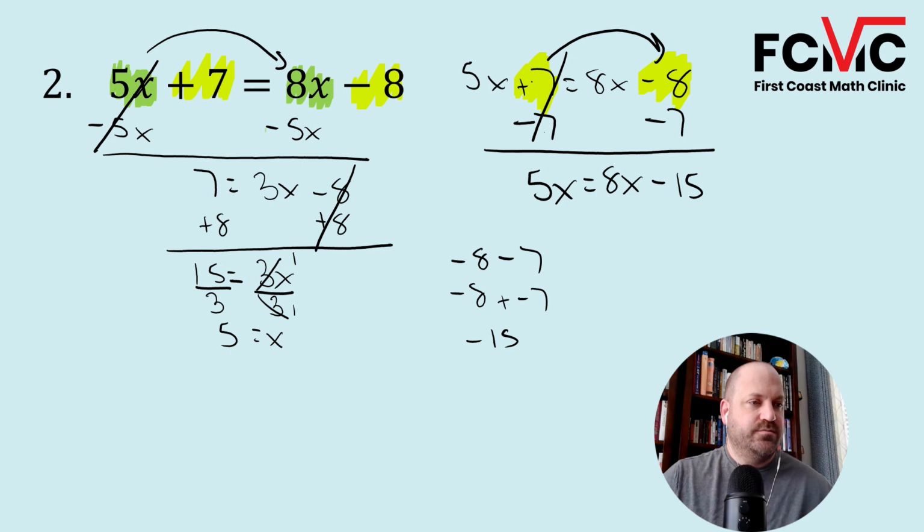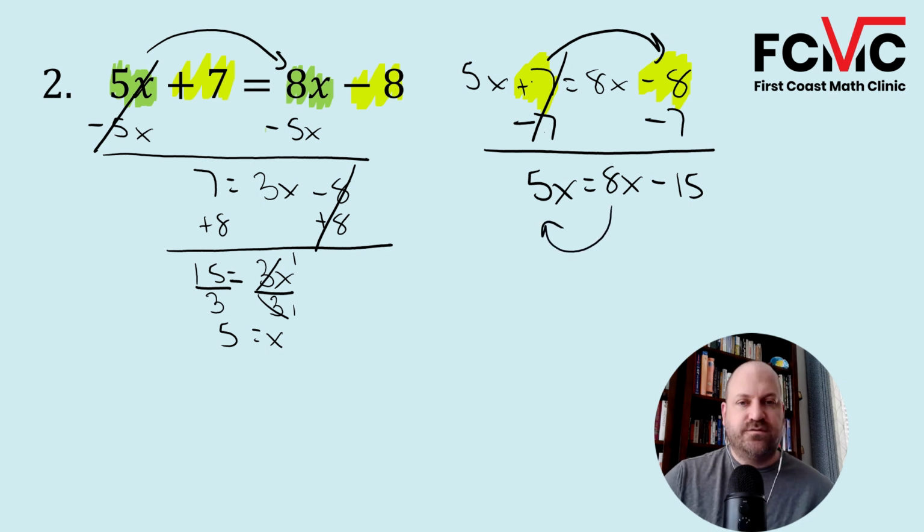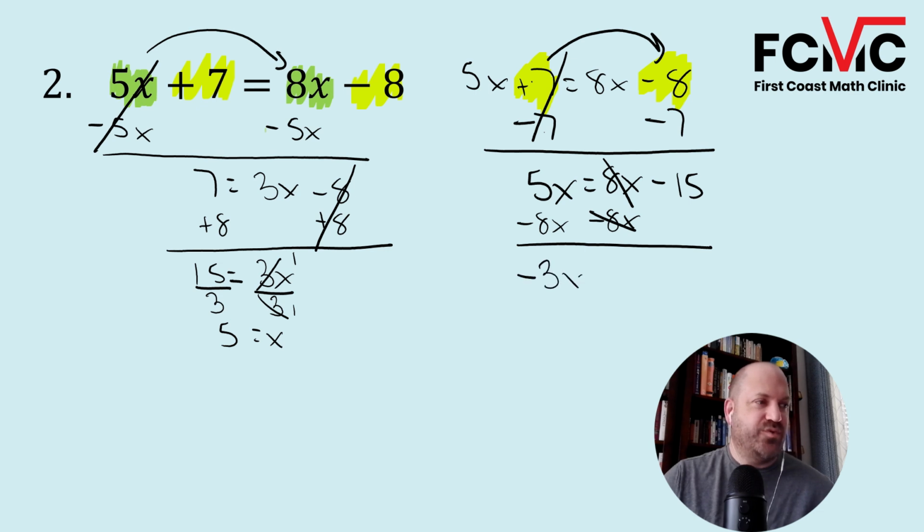Now, we want to combine the 5x and the 8x. So I'm going to move the 8x to the left. Our 8x is positive. Let's subtract 8x and subtract 8x. 8x's cancel out. 5x minus 8x gives us negative 3x equals negative 15.